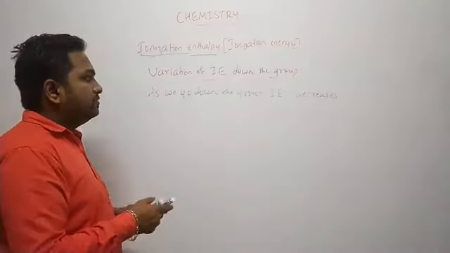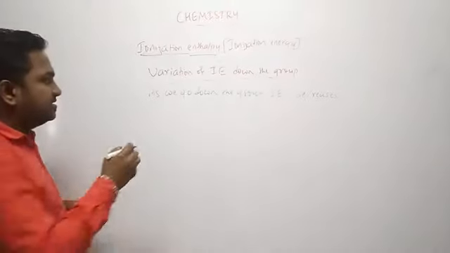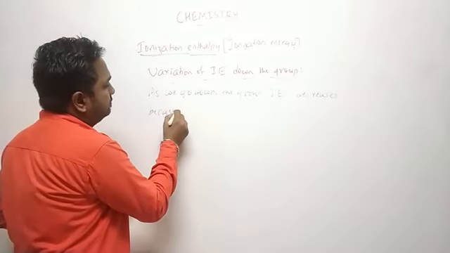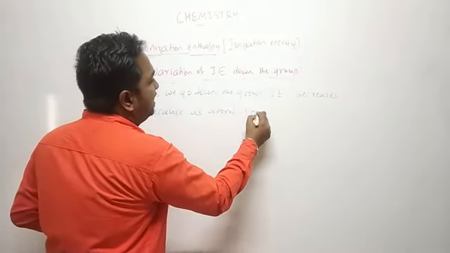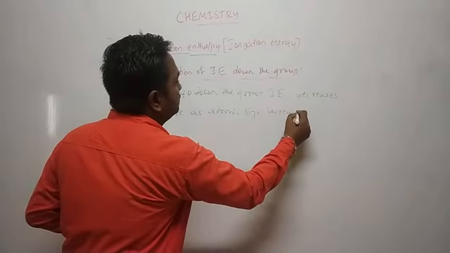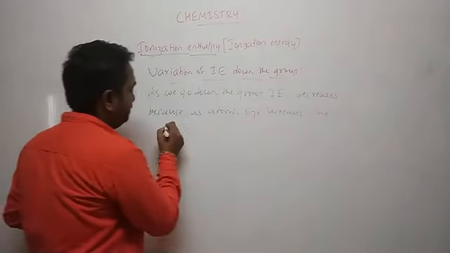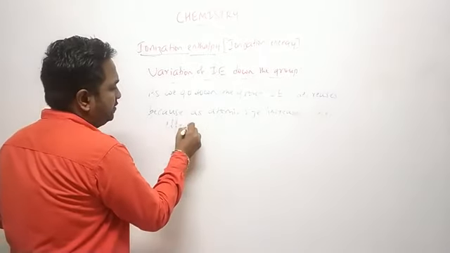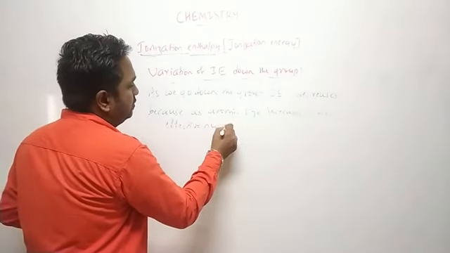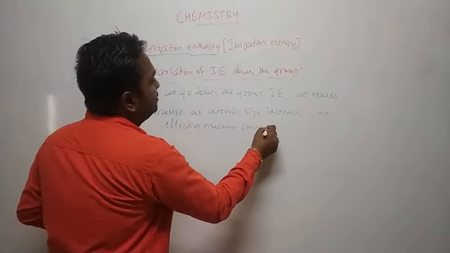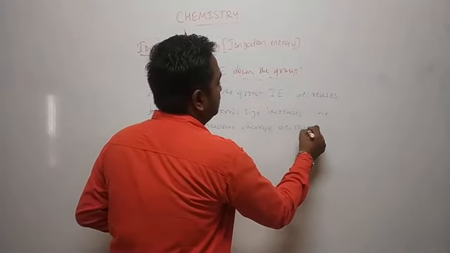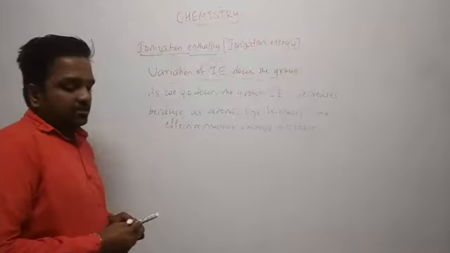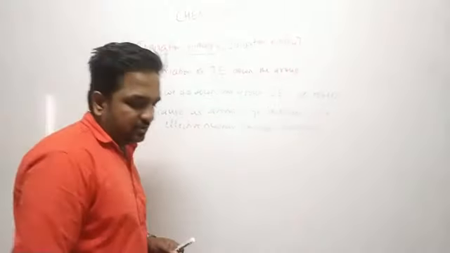So as we go down the group, ionization enthalpy decreases because as atomic size increases, the effective nuclear charge decreases. Okay, so let's take an example in order to understand this.